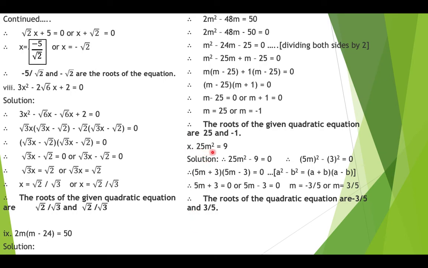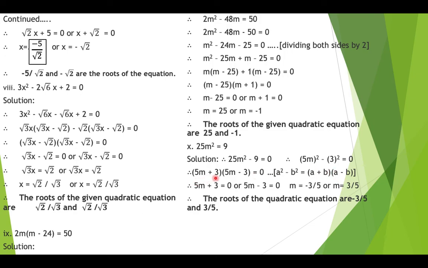Over here 25m square is equal to 9. So we just have to rearrange this. 25m square minus 9 is equal to 0. Now 5m square minus 3 square, since the square root of 9 is 3, or you can say the square of 3 is 9. Therefore we can write this both in terms of the square. So we can use the property a square minus b square is equal to a plus b into a minus b to find the solution.